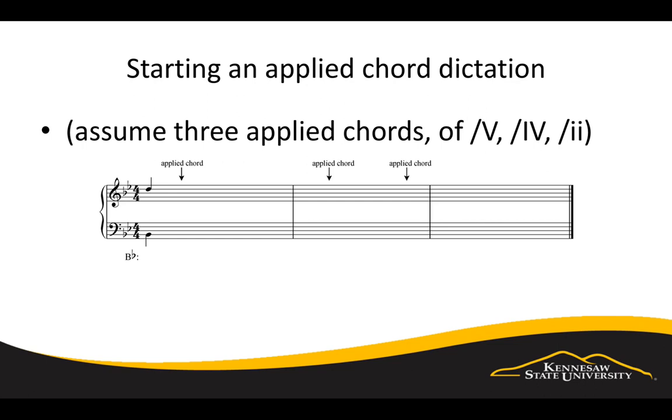Here is an applied chord dictation. So we're going to assume 3 applied chords of 5, of 4, and of 2 in some order. So here is our first hearing. We're in the key of B flat. Okay, here we go. 1, 2, ready, go. So start to work on that.